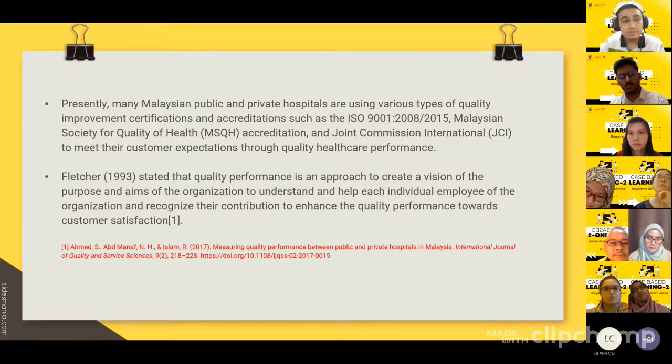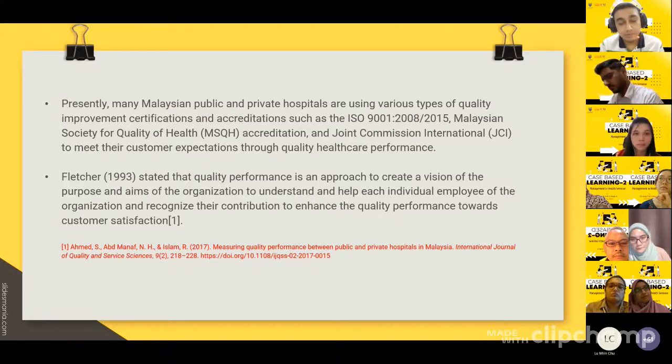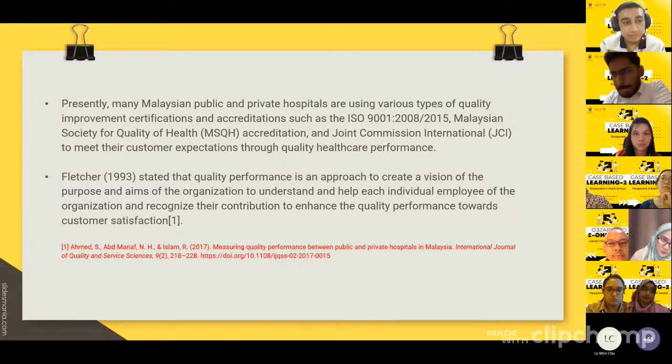Presently, many Malaysian public and private hospitals are using various types of quality improvement certifications, such as ISO 9001, both 2008 or 2015, Malaysian Society for Quality in Health MSQH certification, and Joint Commission International, to meet patient expectations through quality healthcare performance.